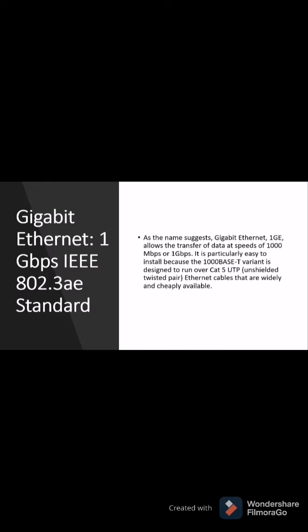Gigabit Ethernet, 1 Gb or IEEE 802.3ab standard. As the name suggests, Gigabit Ethernet, or 1 GE, allows the transfer of data at a speed of 1000 Mbps or 1 Gb per second. It is particularly easy to install because the 1000BASE-T variant is designed to run over Cat5 or UTP, unshielded twisted pair Ethernet cables that are widely and cheaply available.